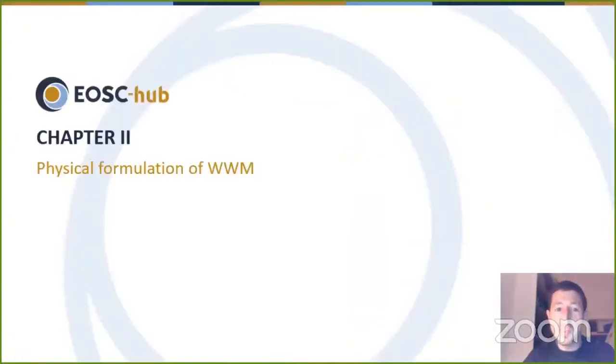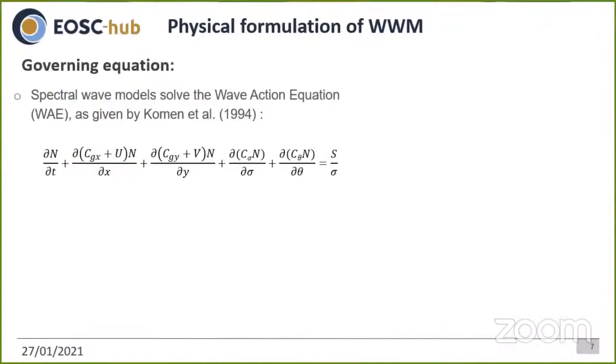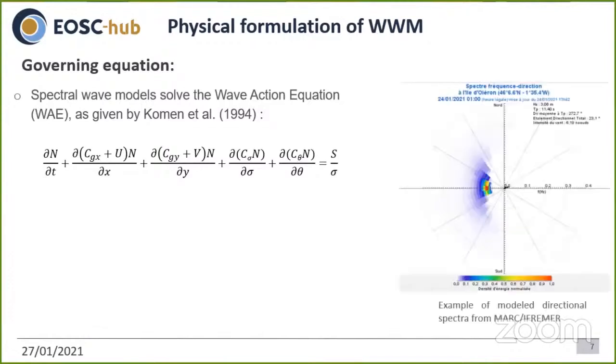Chapter 2. Physical formulation of the wind wave model. Spectral wave models solve the wave action equation introduced by Komen and Hasselmann. In this equation, the first term corresponds to a change in time. The second and third terms correspond to the advection in geographic space. The fourth term corresponds to the advection in frequency space, and the fifth term corresponds to the advection in directional space. On the right-hand side, S corresponds to the sum of the source terms.